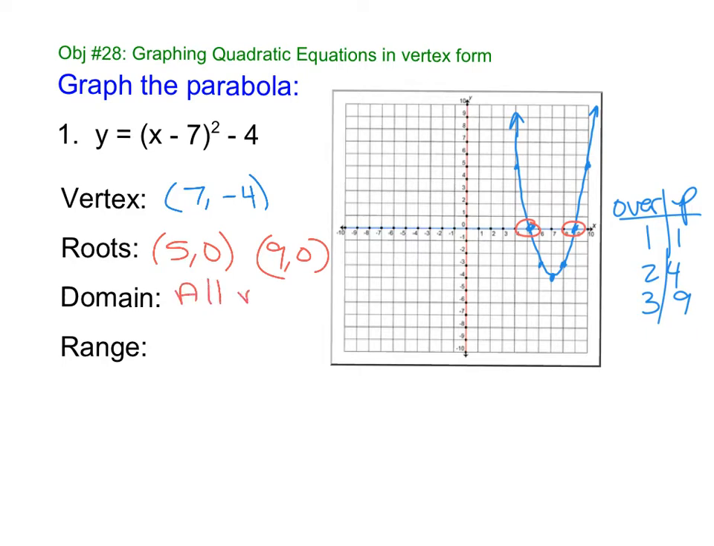And here's the nice thing. Parabolas, it's always all real numbers. So you could just write out all real numbers, or the symbol for it is the R with a double line. Now the range is a little harder.